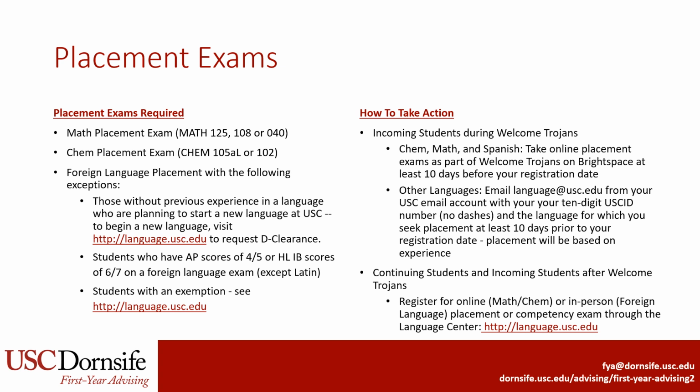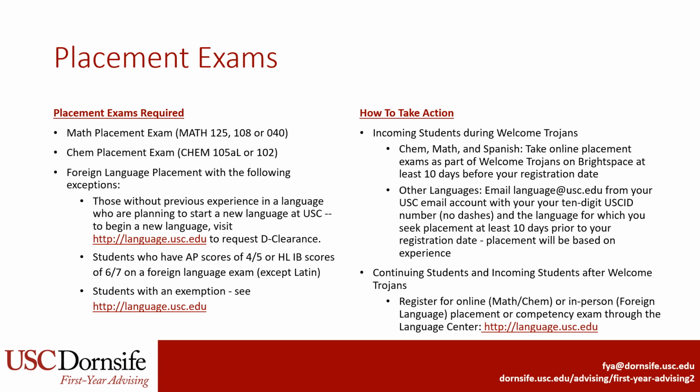Students in this major should plan to take the math and chem placement exams. Additionally, all Dornsife students are required to fulfill level 3 of a foreign language. So unless you're planning to start a new language that you have no experience in, you have AP or IB language scores that can satisfy the foreign language requirement, or you qualify for an exemption, you will also need foreign language placement. Students who are starting in level 1 of a new language need to request D clearance or departmental clearance for level 1 of that language through the Language Center. The Language Center will verify that you do not have previous experience before granting the clearance.